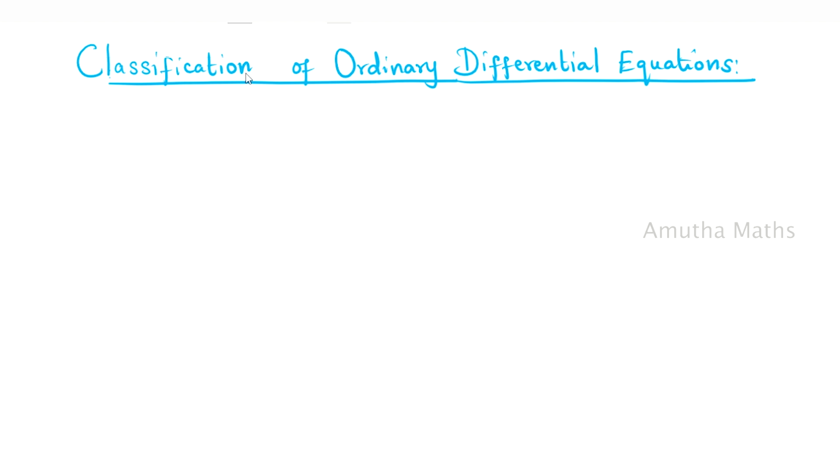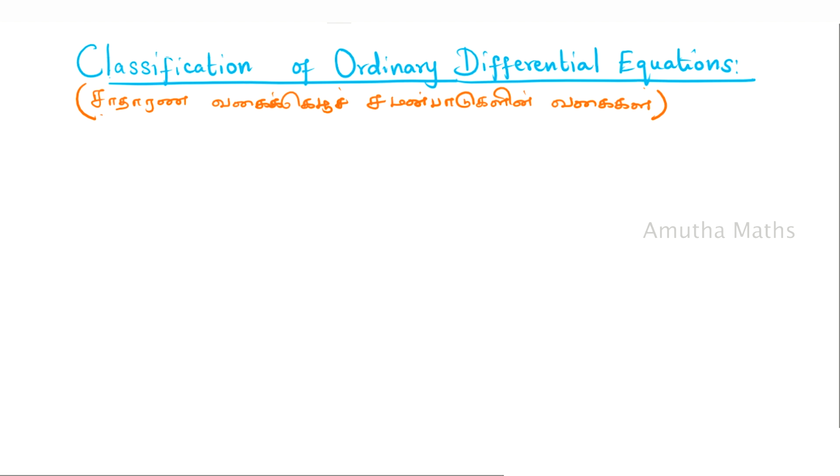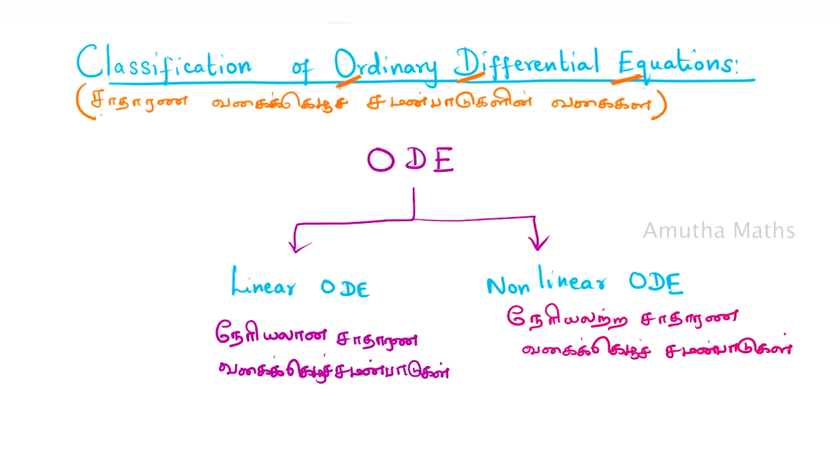Hi students, today in this video we are going to see the classifications of ordinary differential equations. சாதாரண வகைக்கெழு சமன்பாடுகளின் வகைகளை பற்றி பார்க்க போறோம். So here the ordinary differential equation, that is ODE. Ordinary differential equation is classified into two types: linear ordinary differential equation and non-linear ordinary differential equation. நேரியலான சாதாரண வகைக்கெழு சமன்பாடுகள், நேரியலற்ற சாதாரண வகைக்கெழு சமன்பாடுகள்.